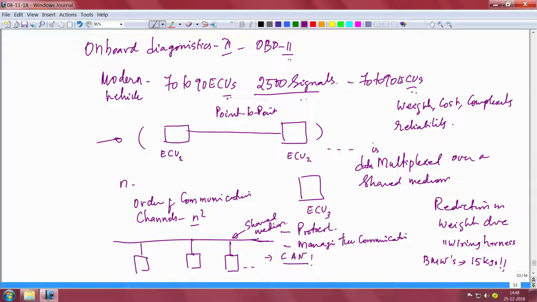What else can it be? It is indeed CAN, and CAN was introduced by Bosch. Okay. And once people started looking at CAN, which stands for Controller Area Network, wiring simplicity came in.